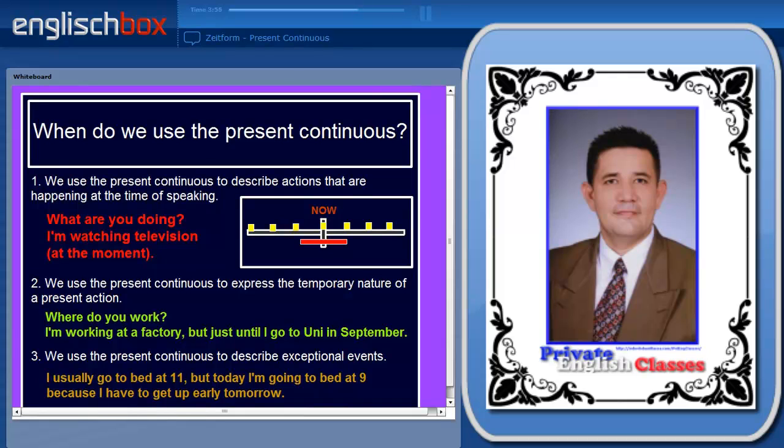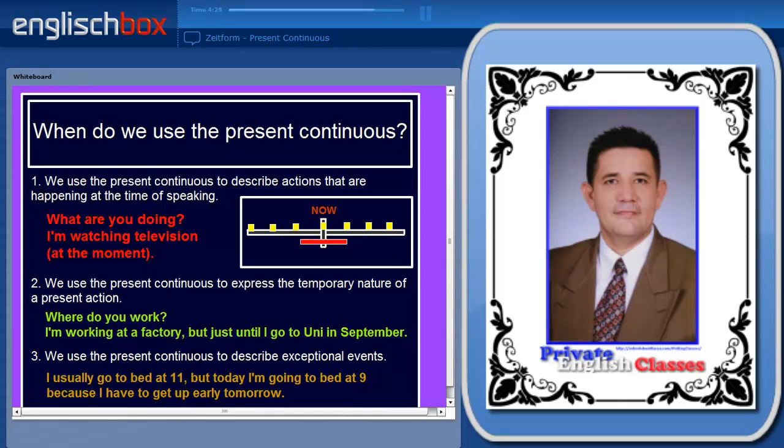We also use the present continuous to express or highlight the temporary nature of an action. So, to answer the question, where do you work? You could say, I'm working at a factory, but just until I go to uni in September. Here, you express the temporary nature of this action. It's only a temporary position.